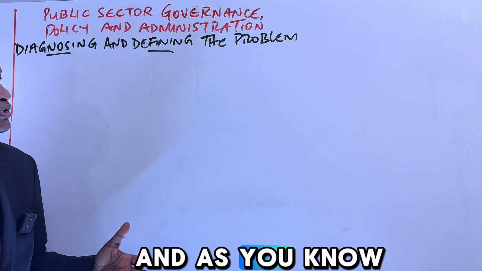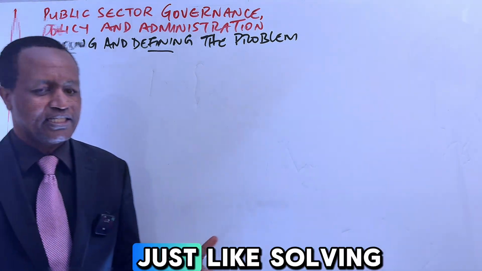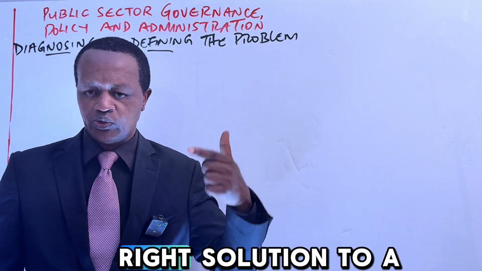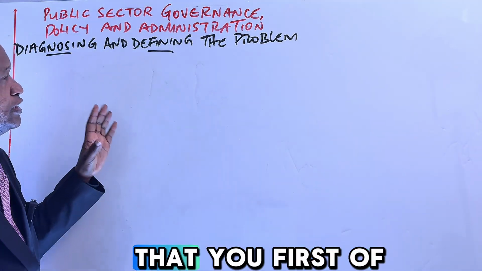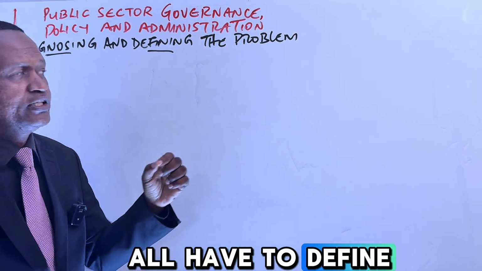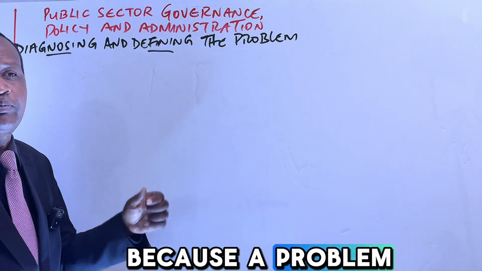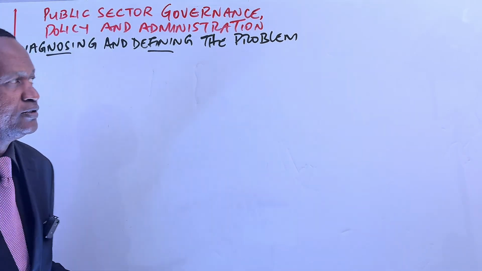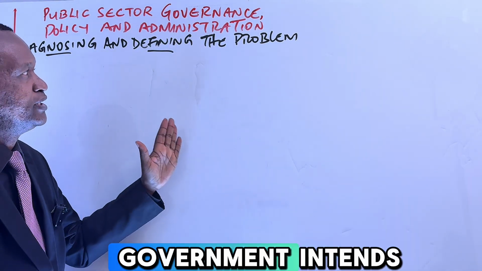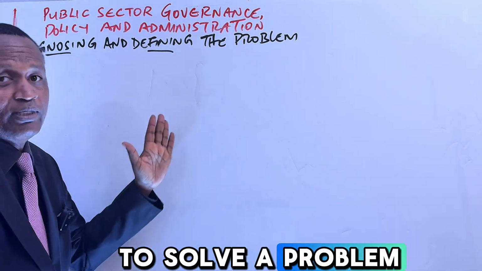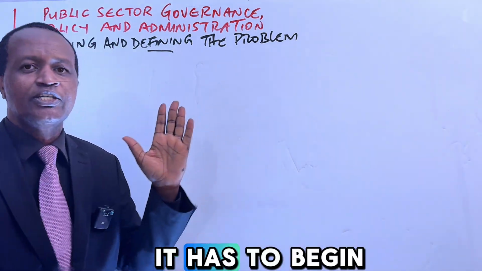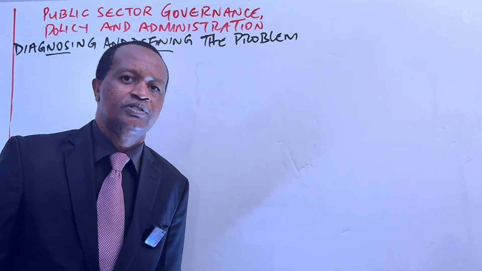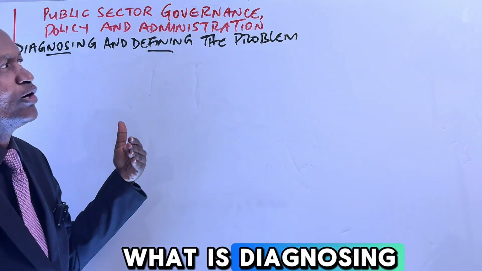And as you know, candidates, just like solving any other problem, if you want to get a right solution to a problem, we've always said that you first of all have to define the problem, because a problem well defined is a problem half solved. So when the government intends to solve a problem in the society, it has to begin with diagnosing the problem and defining the problem. So the question is, what is diagnosing the problem?